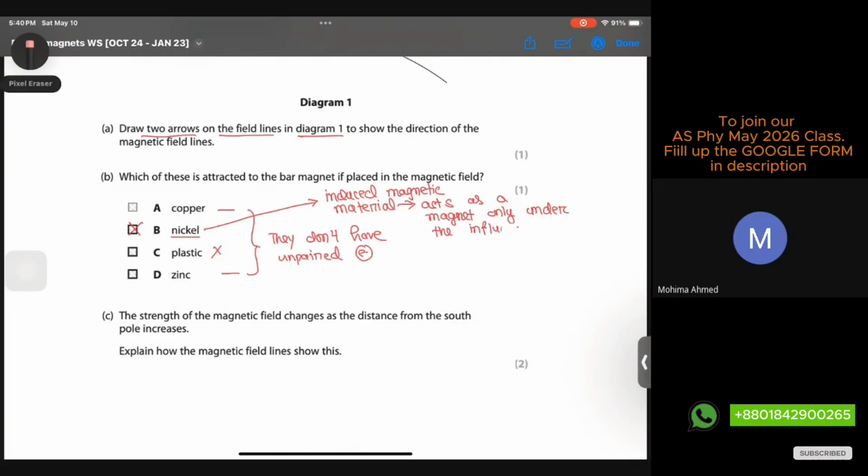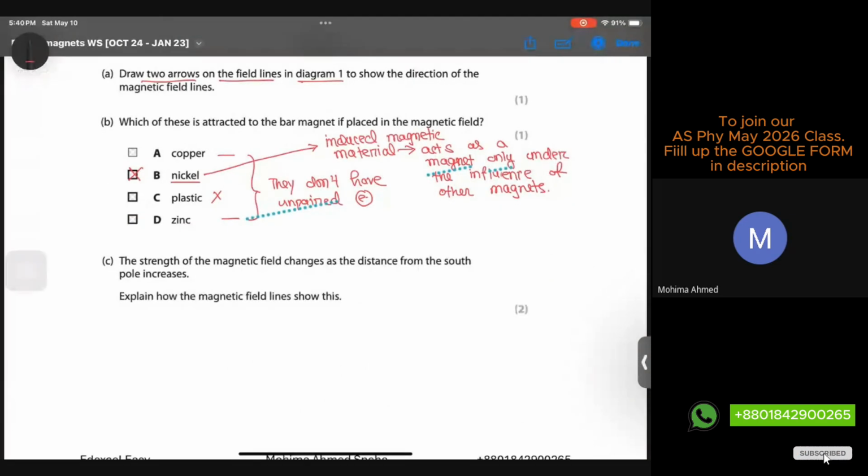We are under the influence of other magnets. And soft and hard magnetic material, those are just for electromagnetism when we're differentiating between them, right? Soft and hard is for electromagnetic materials.